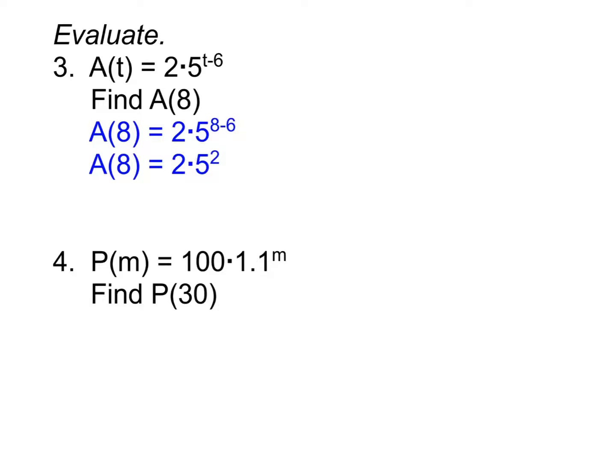So the next thing, we do the exponent before the multiplication. So 5 squared gives us the 25. Now we can go ahead and do the 2 times the 25. Final answer there, a of 8 equals 50.